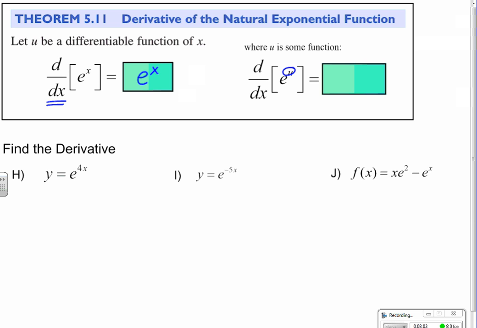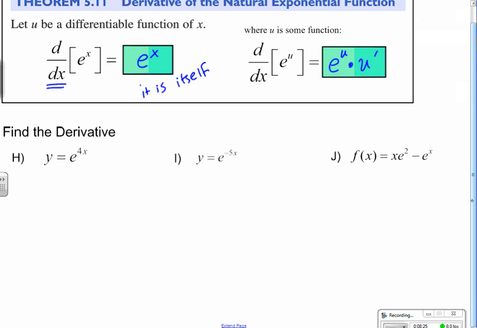Now what if I had e to the u? The derivative of that will be e to the u, so it is itself. But then I've got this little chain rule going on, and I'll need to take the derivative of u as well. So e to the u times u prime. Let's try a few examples.